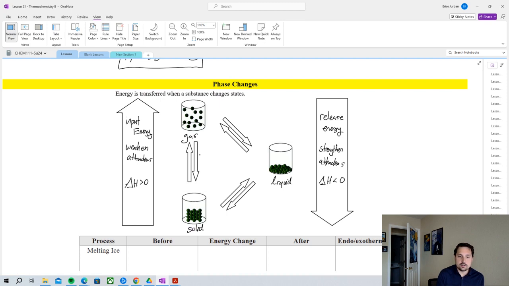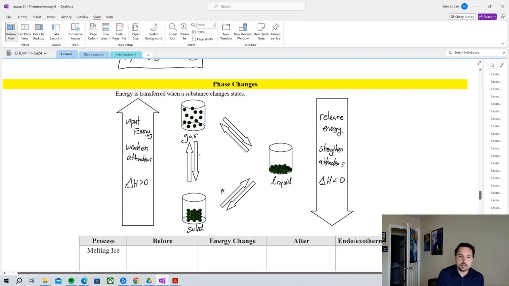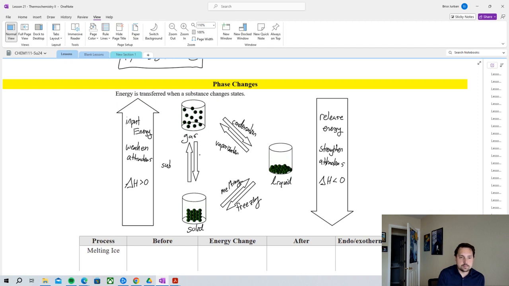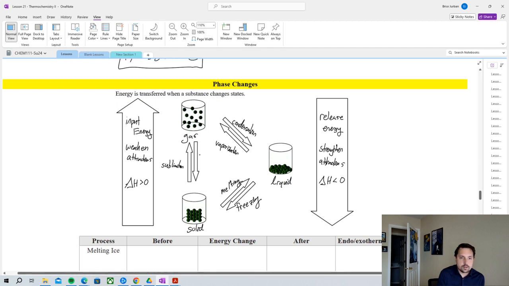Let's take a second and define all of these terms. A solid going to a liquid is the melting process. A liquid going to a solid is freezing. A liquid that goes to a gas is known as vaporization. Gas to a liquid is condensation. A solid to a gas, I talked about that above, that's sublimation. And then the opposite process is deposition.